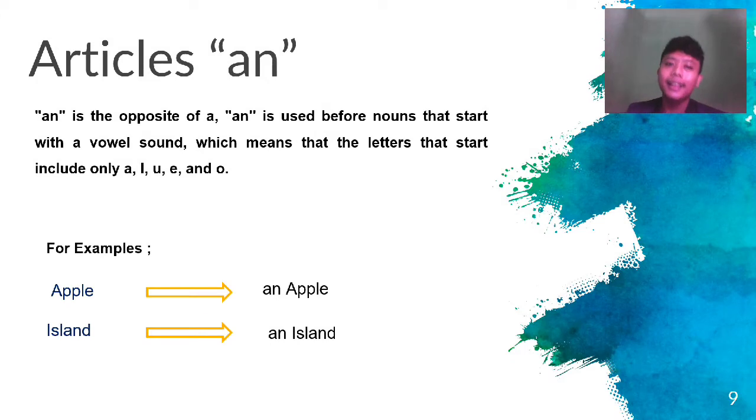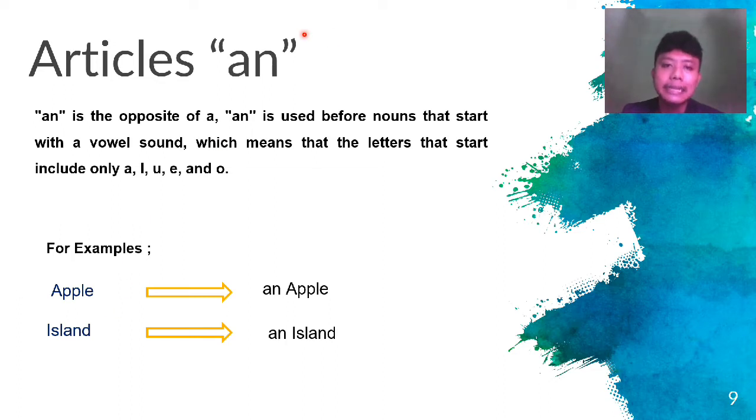Next, let's talk about the use of an. An is the opposite of a. An is used before nouns that start with a vowel sound, which means that the letters will include only A, I, U, E, O. Okay, for better understanding, let's see the examples.